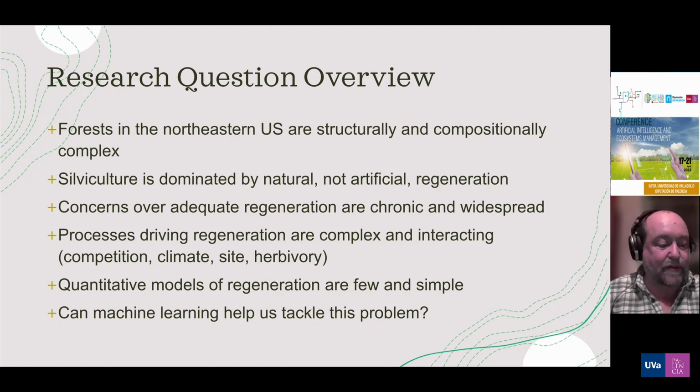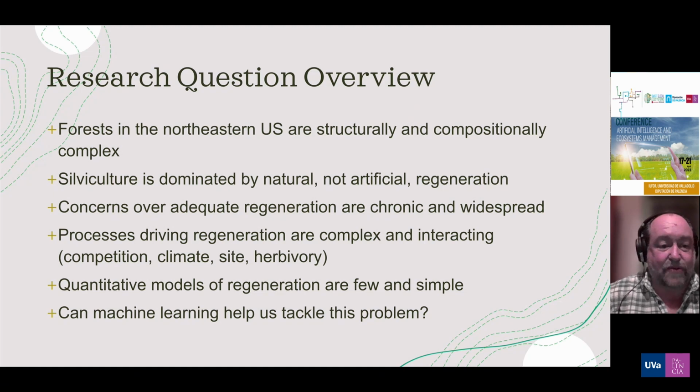And as we do that, we face a lot of challenges. Throughout my whole career, people have come up in meetings saying, "Oh, I'm worried, are we getting enough regeneration of this species or that species or some other species?" This is a chronic and widespread problem, suggesting that we're not meeting the challenges of sustaining our forests into the future in the way that we would like.